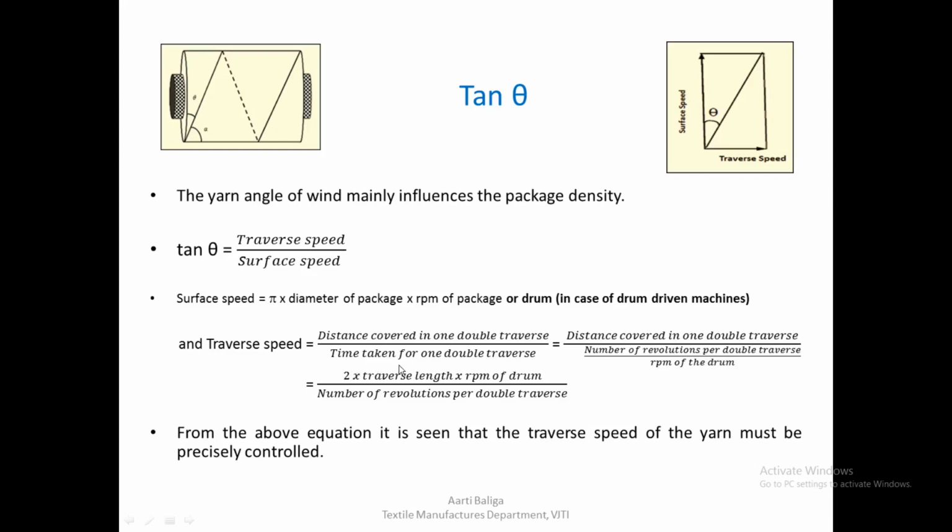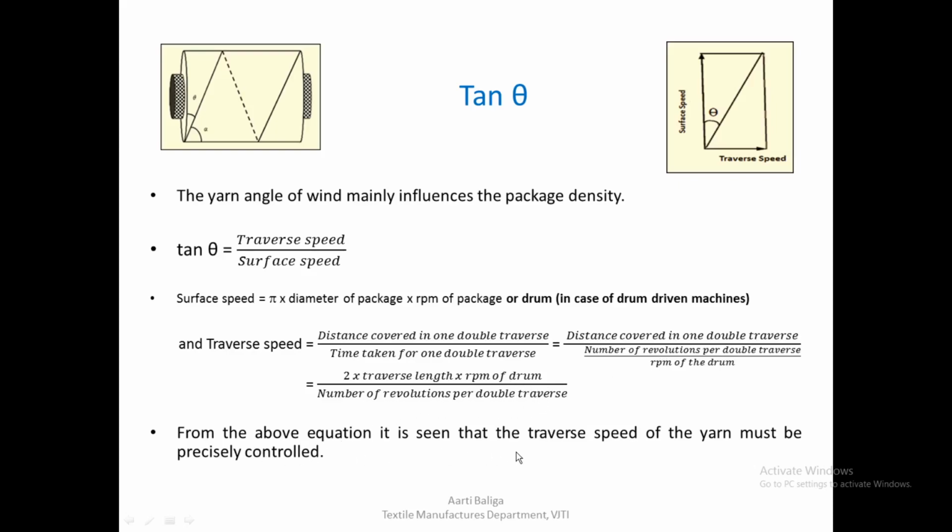By replacing the time taken for one double traverse by this, we get the final formula as 2 into traverse length into RPM of the drum divided by the number of revolutions per double traverse. So this is the final formula for traverse speed. Now how did this come, 2 into traverse length? It is the distance covered in one double traverse. Once it goes from left to right, and then from right to left, this is one double traverse, which is nothing but 2 into traverse length. The RPM of the drum has been brought into the numerator, and this is the formula.